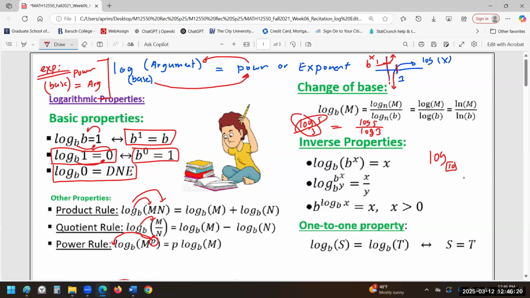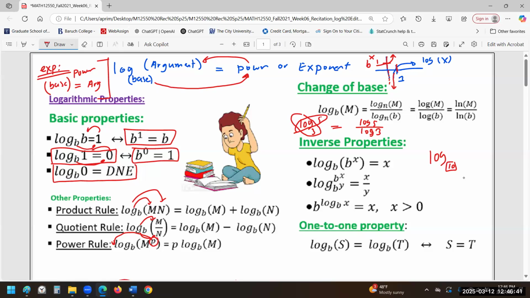Next one says, let's say your base has a power, and the argument also has a power. And coincidentally, your base and your argument have the same base. As long as you have the same base, all of these cancel out, b log b cancel out, and your answer is x divided by y.